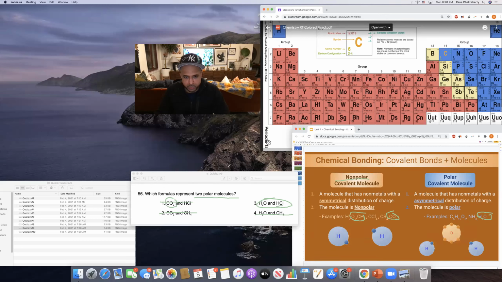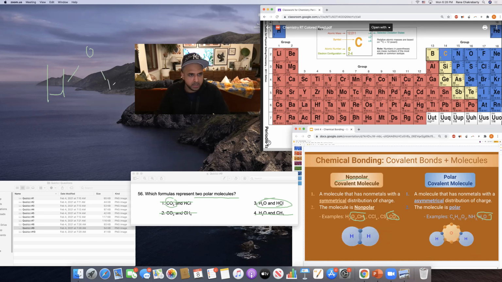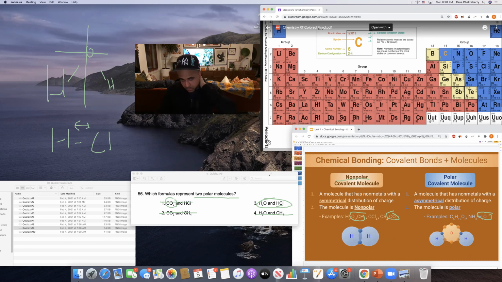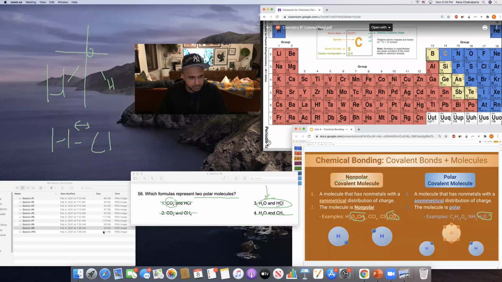But why is H2O polar? Because H2O looks like that, and it's not symmetrical, up and down. Down it has 2 hydrogens, but up it has none. And then HCl, to the left I have H, to the right I have Cl. That is not symmetrical. That's not the same element left and right. So the two polar molecules that are asymmetrical are H2O and HCl.